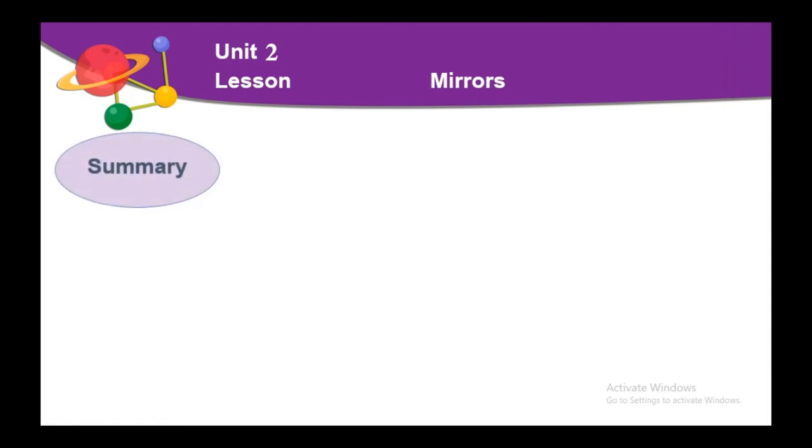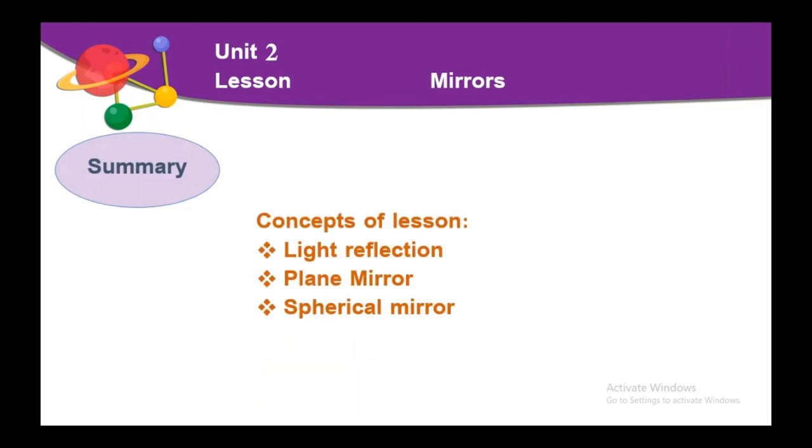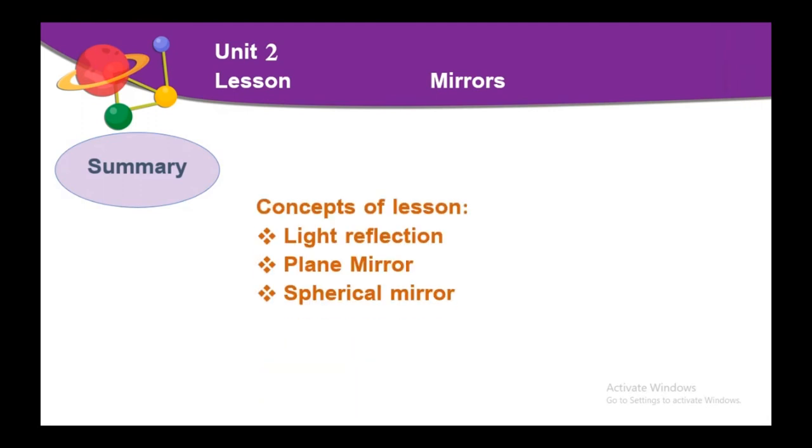Now we will review what we talked about in this lesson. Number 1, light reflection. What is the meaning of light reflection? It is the bouncing of light when it falls on a reflecting surface. What are the types of light reflection? Regular and irregular. Light reflection can be divided into two types according to the type of reflecting surface.